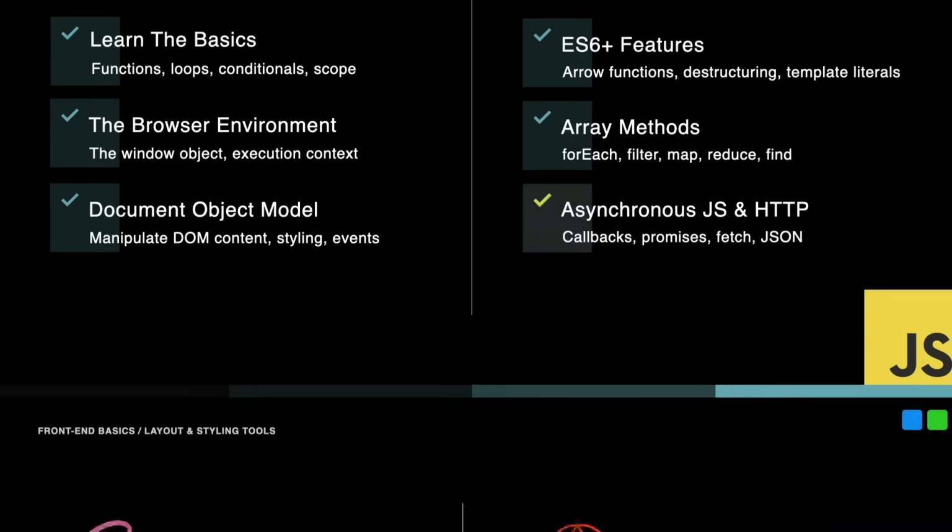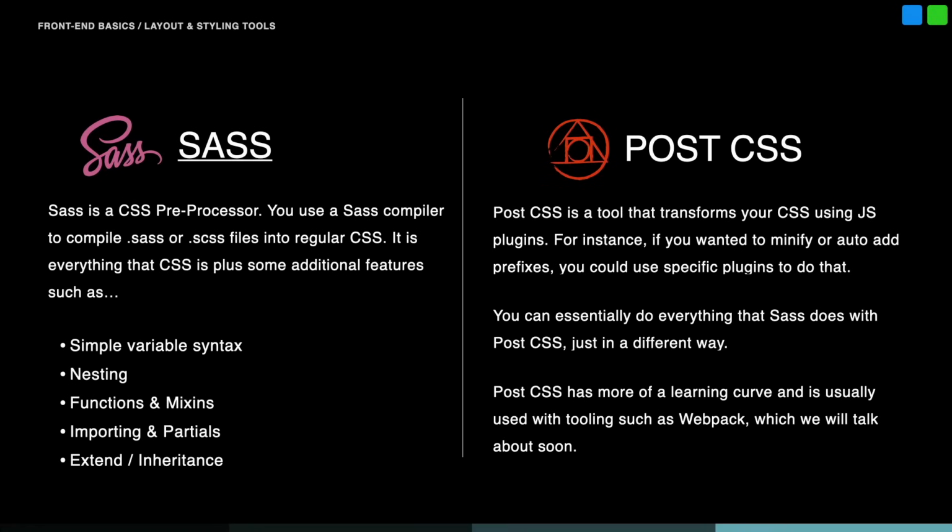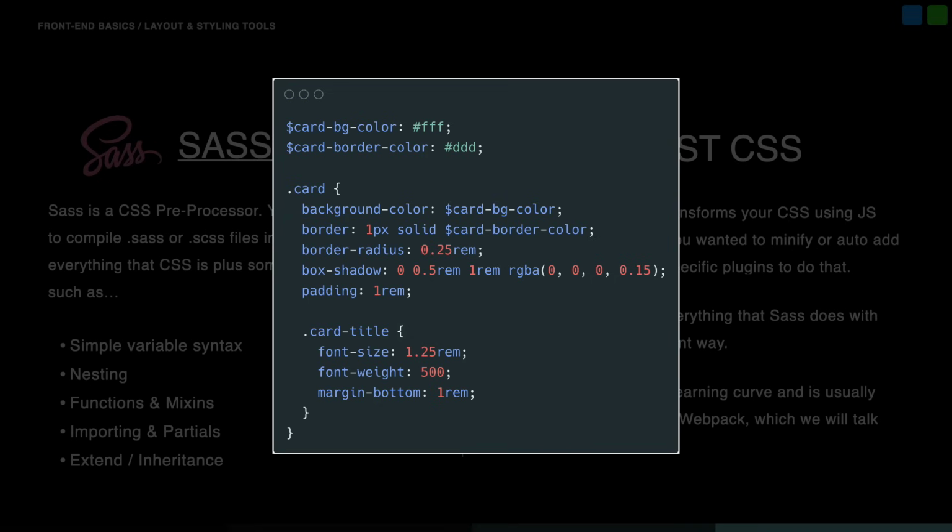Okay, so now we come to some optional tools that can extend the capabilities of CSS. So Sass stands for Syntactically Awesome Style Sheets, and it's what we call a CSS preprocessor. So we create these files with either a .sass or .scss extension, and we can write not only CSS, but added functionality such as nesting, variables, functions, mix-ins.